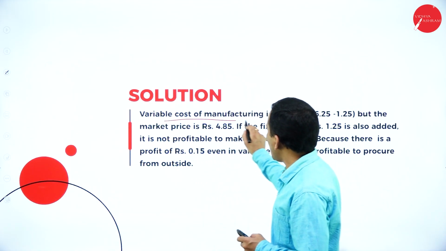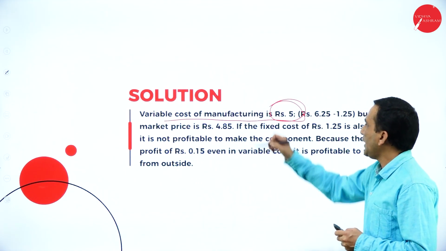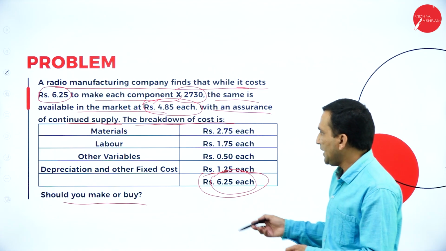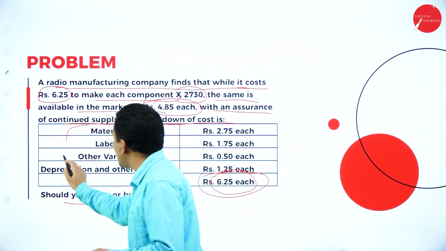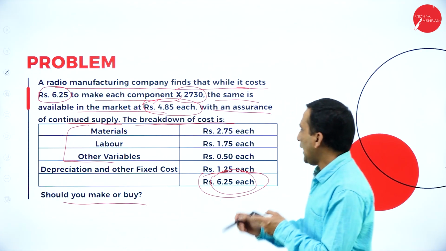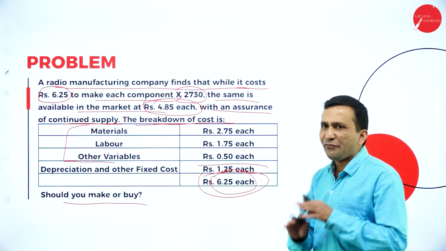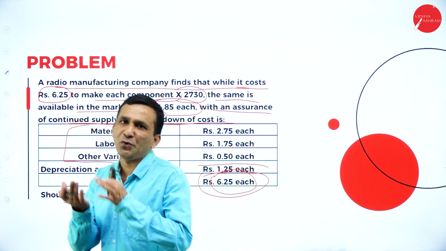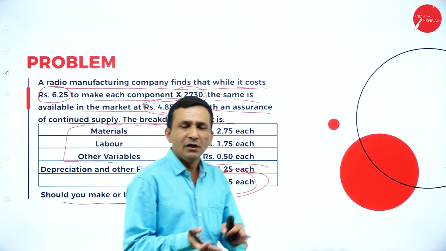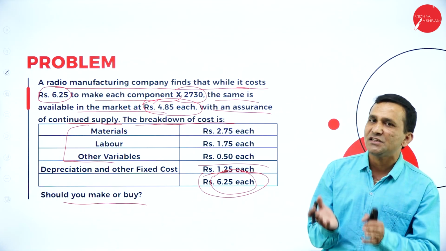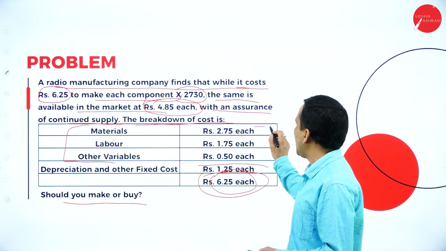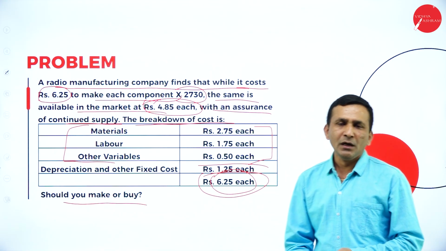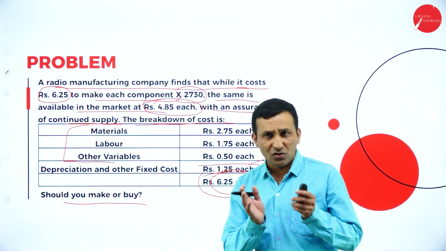Anyway, the variable cost of the manufacturer is 5 rupees. The variable cost means these three items, and the fixed cost we won't consider. Fixed cost, whether you are producing or not producing, you need to pay salary, rent, and bear the administration expense, which is fixed. So we will take the make or buy decision using variable cost only.